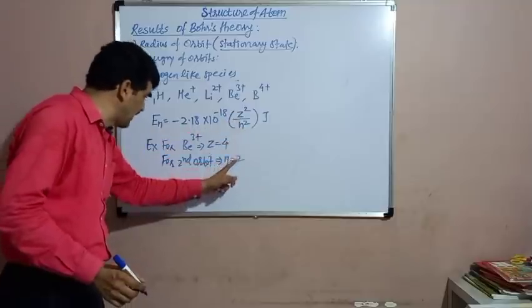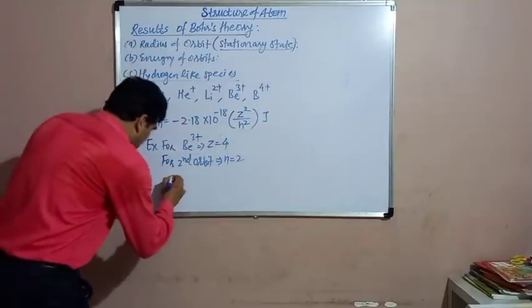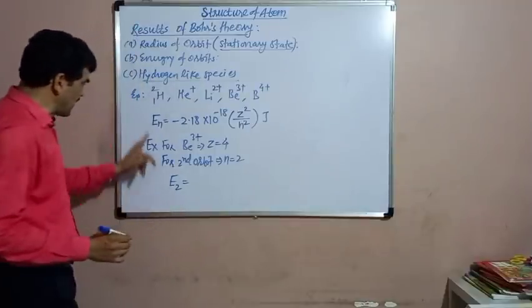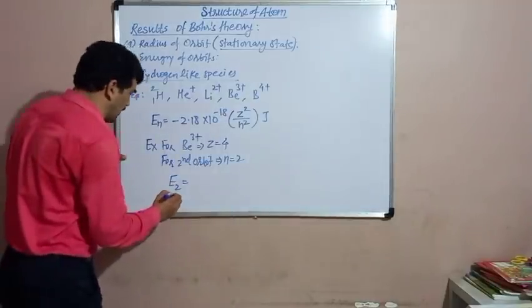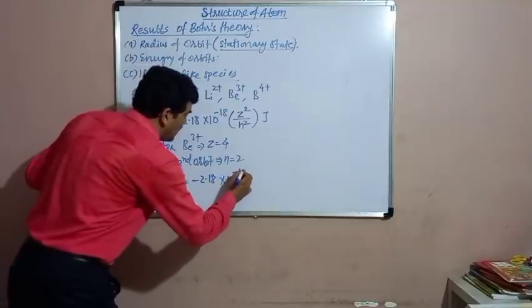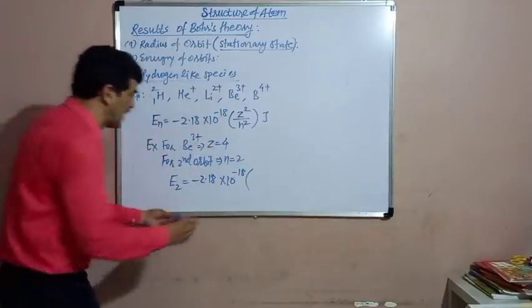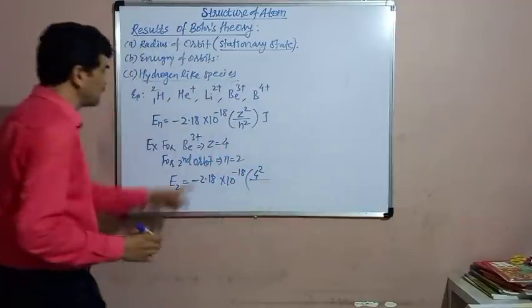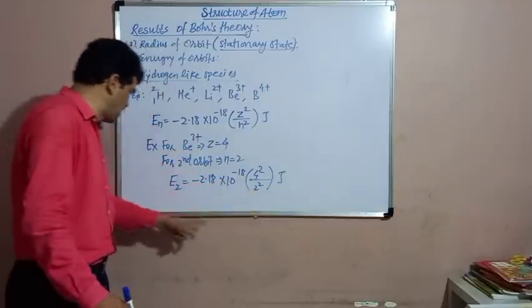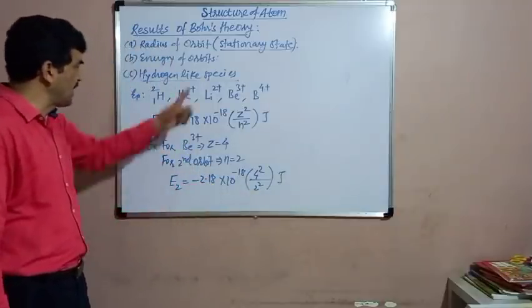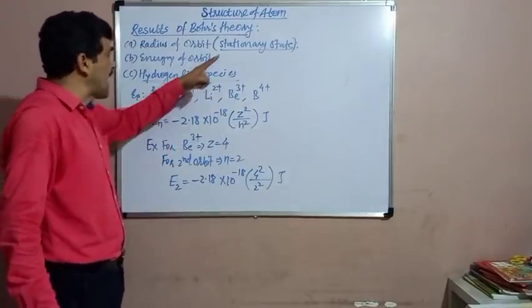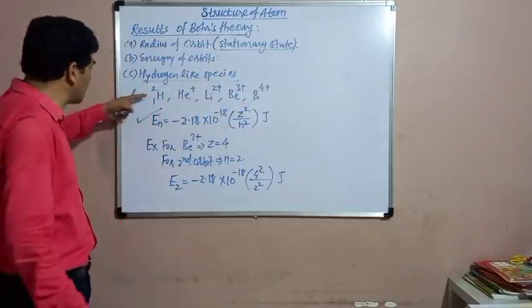So by substituting the value of Z and n, we can calculate the energy of the second orbit of Be3+. So the energy of the second orbit of Be3+ will be E2 equal to minus 2.18 into 10 raised to power minus 18 into Z square, that is 4 square upon 2 square joules. By solving this, we get the energy of the second orbit in Be3+. So in this way, we can apply this formula to any of these hydrogen-like species.